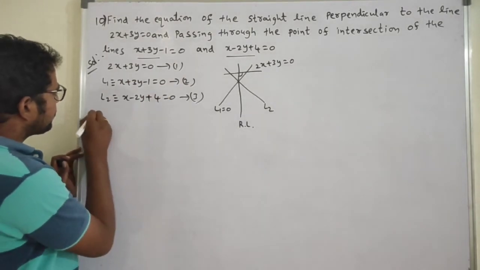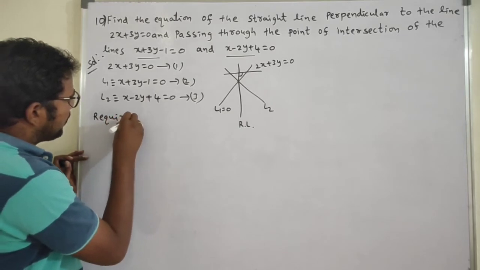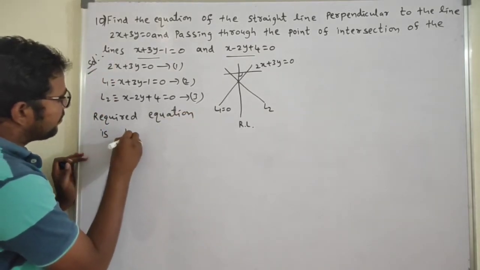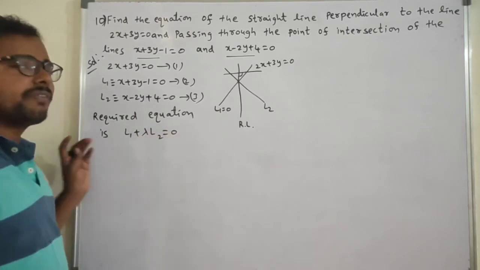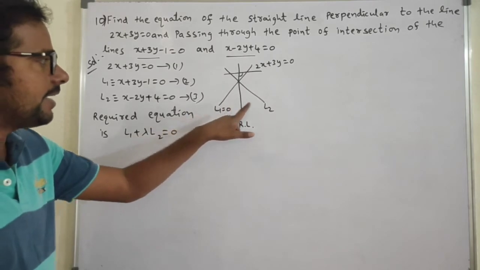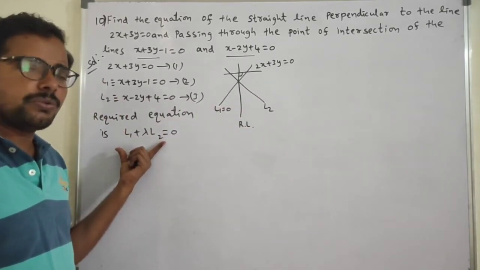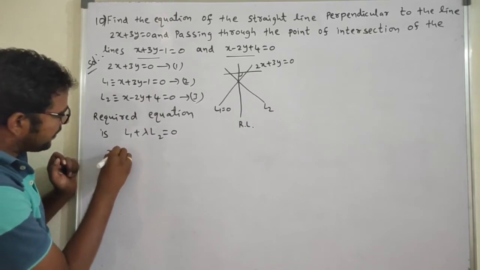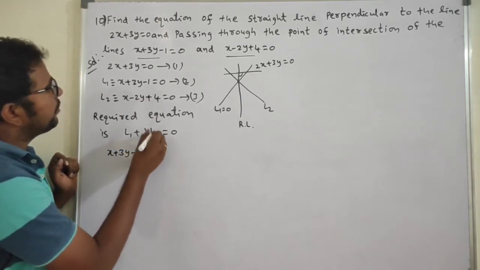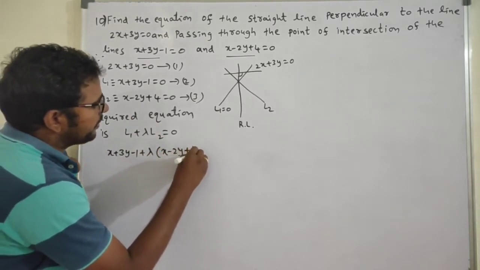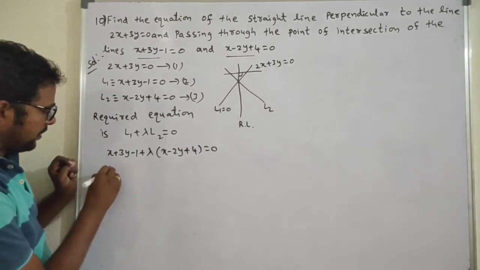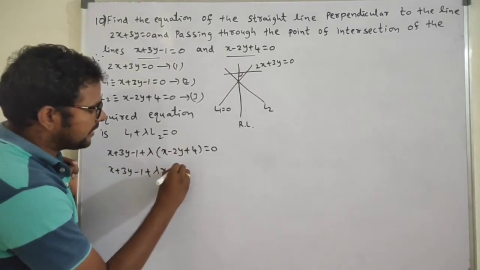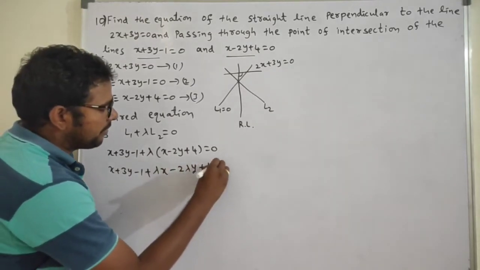So what is the required equation? The required equation is L1 + lambda L2 = 0, because the required line is passing through the point of intersection of L1 and L2. This is the required equation. Now substitute L1 = x + 3y - 1 and L2 = x - 2y + 4: x + 3y - 1 + lambda(x - 2y + 4) = 0, which is x + 3y - 1 + lambda x - 2 lambda y + 4 lambda = 0.